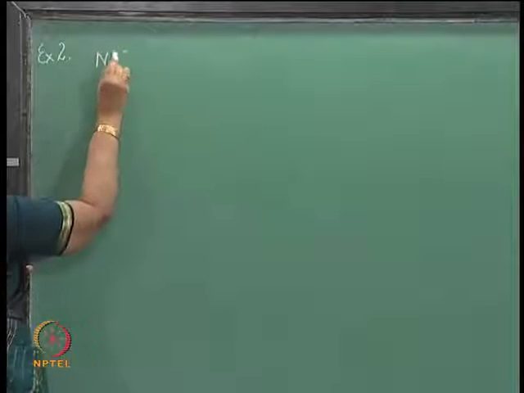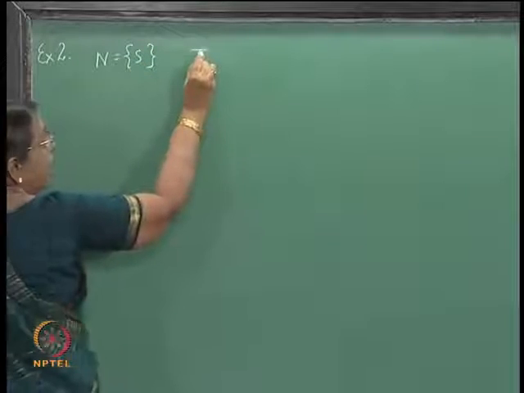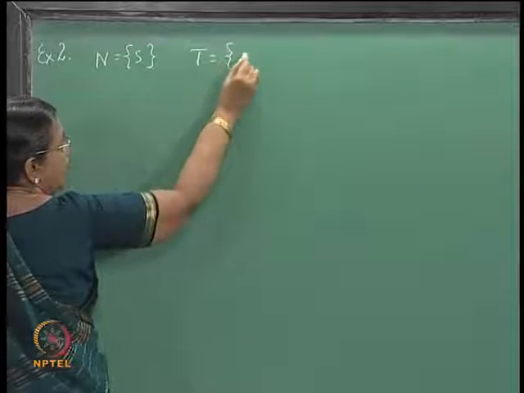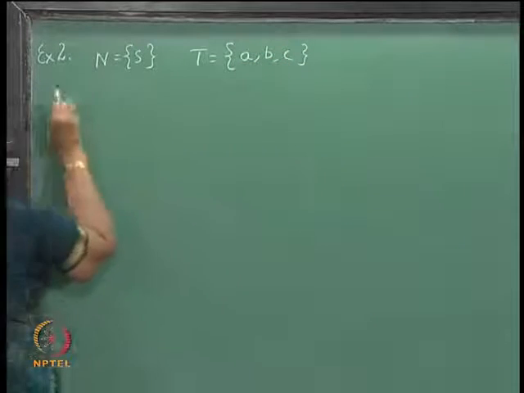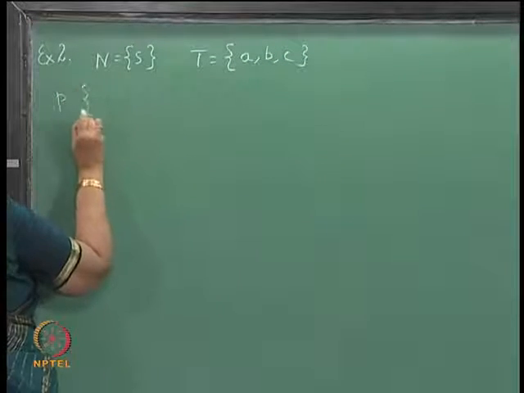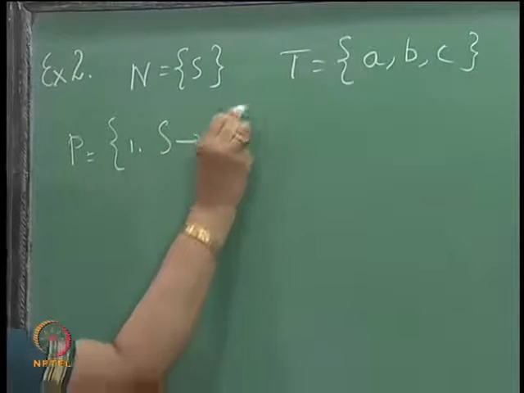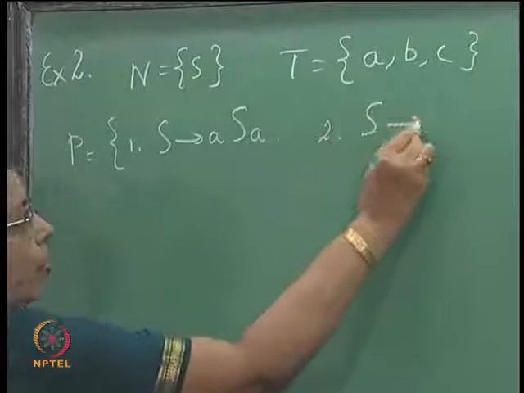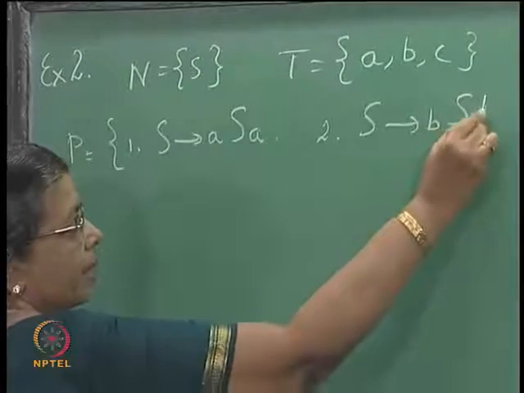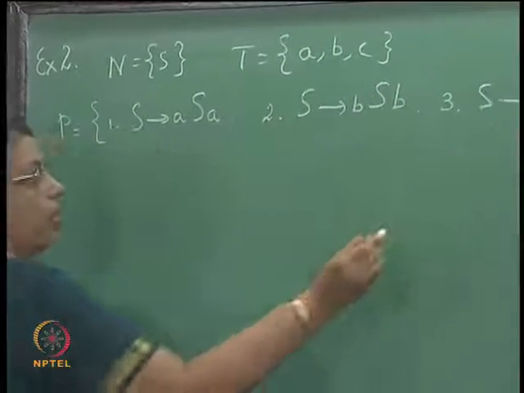Here again there is only one non-terminal S, which happens to be the start symbol. There are 3 terminal symbols A, B, C, and the production rules are: S goes to A S A. Second rule is S goes to B S B. Third rule is S goes to C.